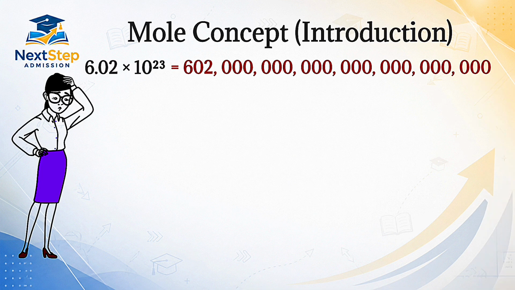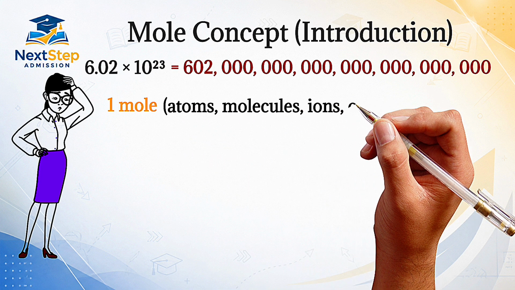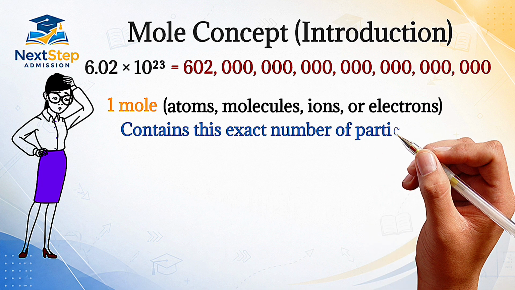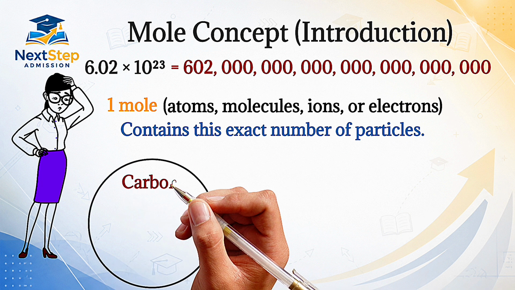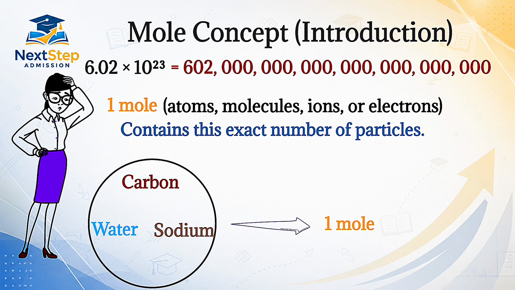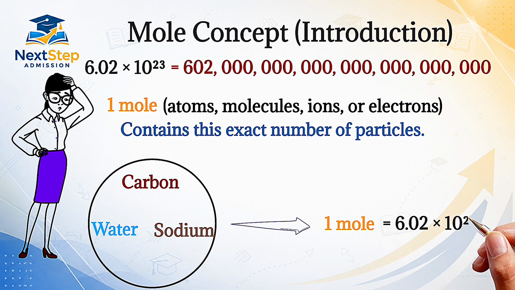And here is what makes it beautiful. 1 mole of anything, whether it is atoms, molecules, ions, or electrons, always contains this exact number of particles. So whether you're talking about carbon, water, or sodium, 1 mole always means the same number. 6.02 times 10 to the power of 23.